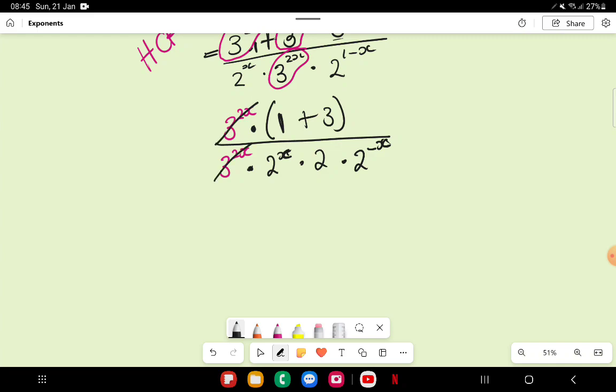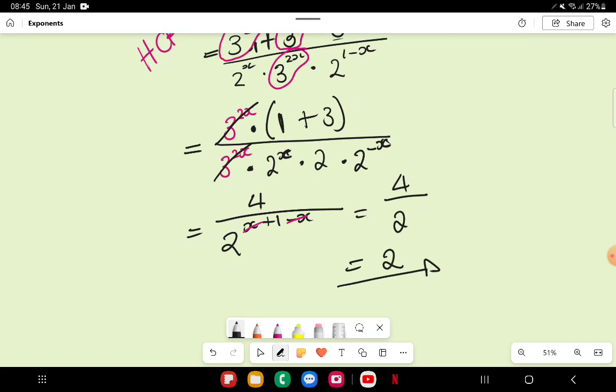So that's gone. So now on my numerator, I have got 4 over the rest. Okay, so my numerator ends up being 4 over, my denominator is 2 to the power of x plus 1 minus x. Now this x and that x cancels out, so it's 2 to the power of 1. So what do I have? I have 4 over 2 to the power of 1, which is 2, and that simplifies out to just 2 wholes.